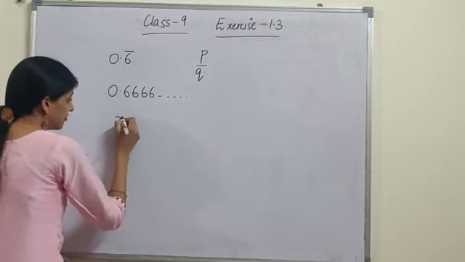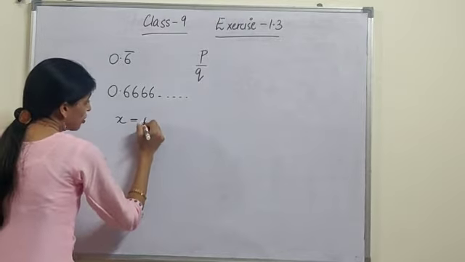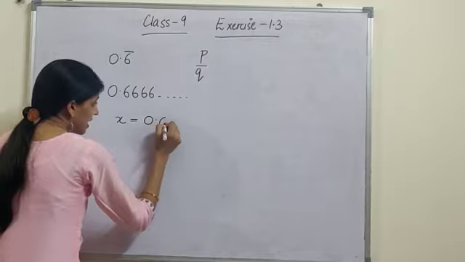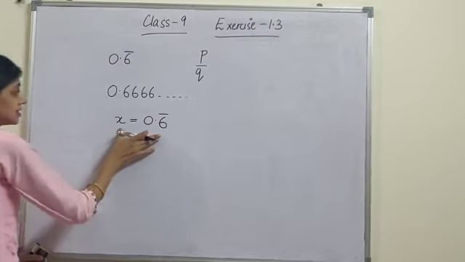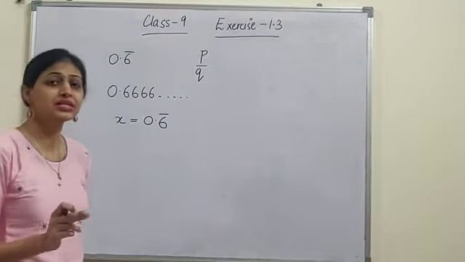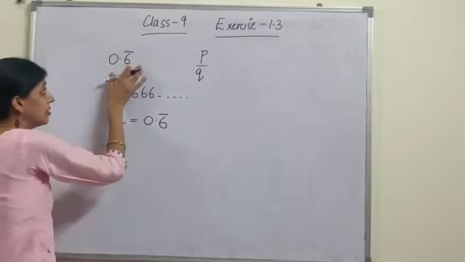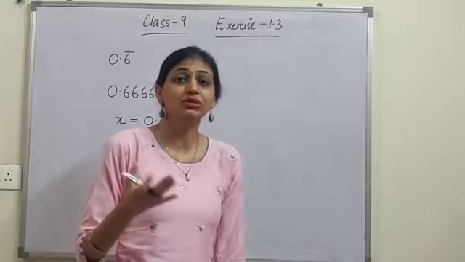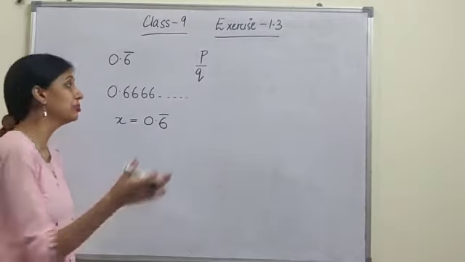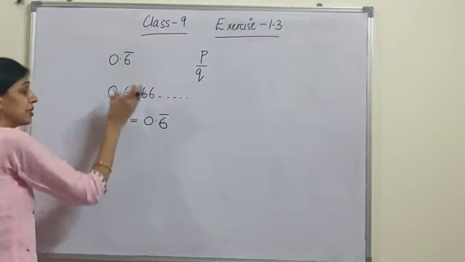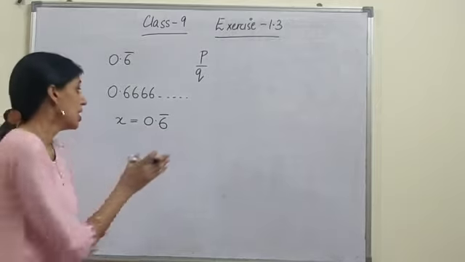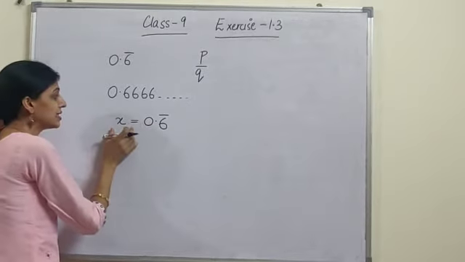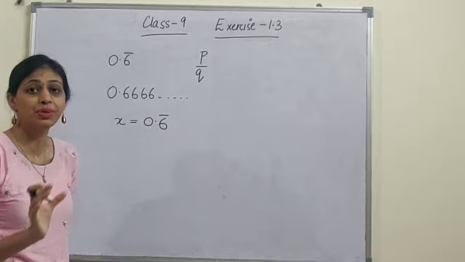Whatever number is given to you, suppose this number as x. This is the number given to you. The first step, whenever this kind of number is given to you and you have to take it out in the form P by Q, just suppose this number equal to x. So, we have written x equals 0.6 bar.